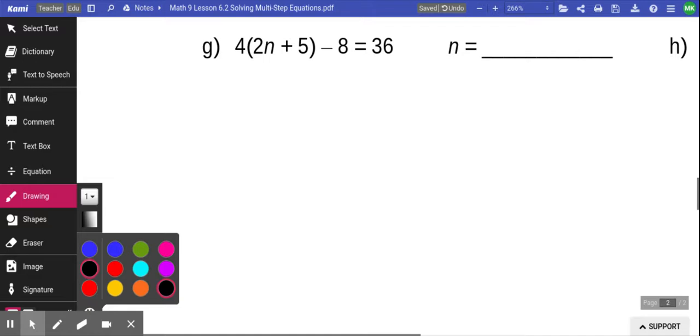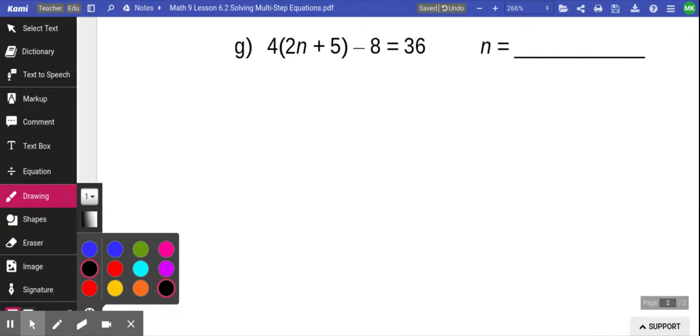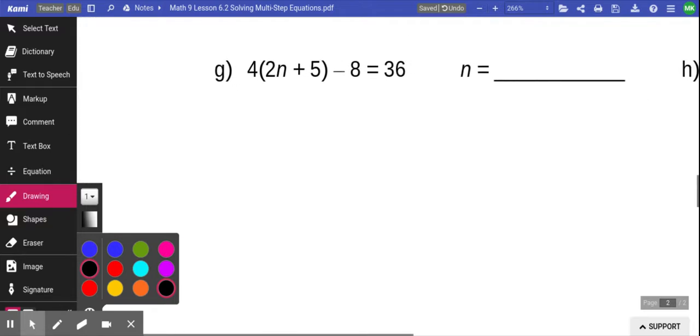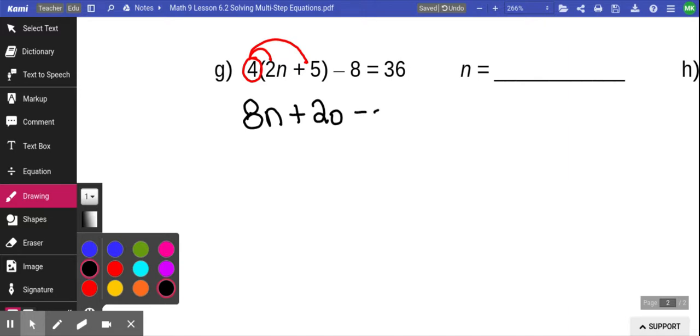If we look at G here, first thing I notice about G is that there's brackets. Brackets make solving hard. So what we're going to do is get rid of those brackets. The way we get rid of brackets is we multiply whatever's right in front of the bracket. In this case, it's a 4. We multiply it into the bracket. We call that distribution. So I'm distributing that 4 in. That makes it 8n, because 4 times 2 is 8, plus 4 times 5 is 20. And then the minus 8 is still there, equals 36.